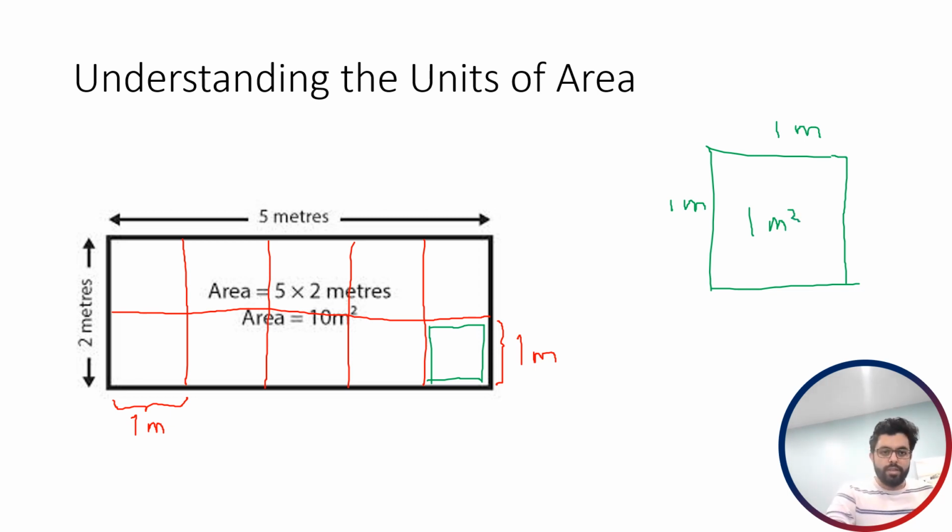So we've taken this big rectangle that's 5 meters across the top by 2 meters down the side. We've cut it up into little squares that are all 1 meter by 1 meter on all sides. And there's 10 of those. You can count those out, right? 1, 2, 3, 4, 5, 6, 7, 8, 9, 10 of those squares. So the area of this rectangle is 10 square meters. All right, so I hope that's making sense.